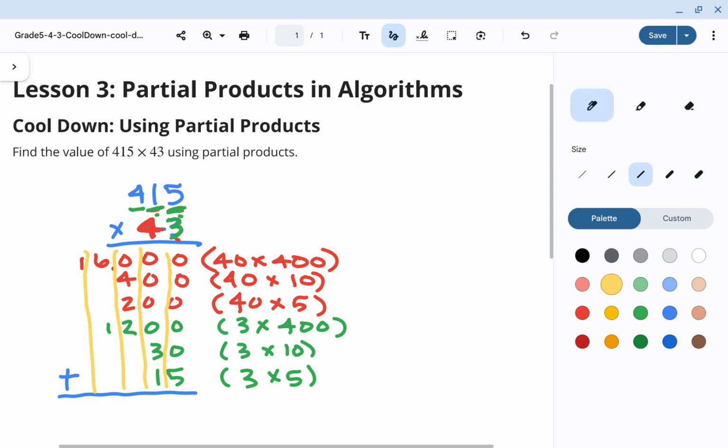Here I have a bunch of zeros and a 5, so my answer in the ones place is going to be 5. Now I have lots of zeros and then 3 plus 1, which is 4. Here I have 4 plus 2, which is 6. And over here in the thousands place, I have 6 plus 1, which is 7. And over here in the 10,000s place, I simply have a 1. My answer to this question is 17,845. And that finishes out this cool down for lesson 3.